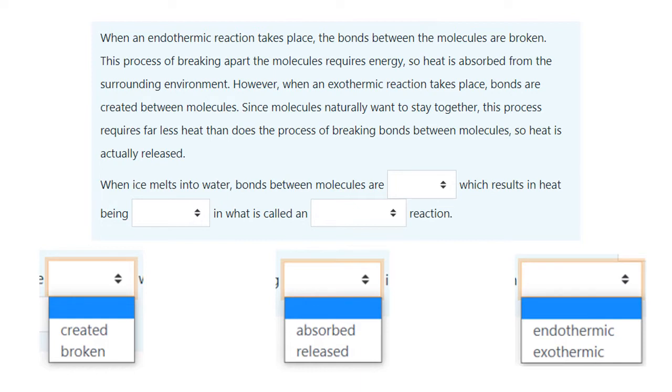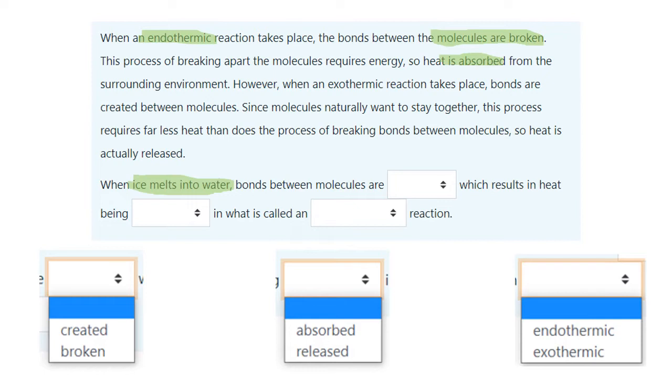So the ice is going to melt into the water. What we need to know is, are bonds created or broken? Is heat absorbed or released? And is it endothermic or exothermic? So when an endothermic reaction takes place, bonds between the molecules are broken. The process of breaking apart the molecules requires energy, so heat is absorbed from the surrounding environment.